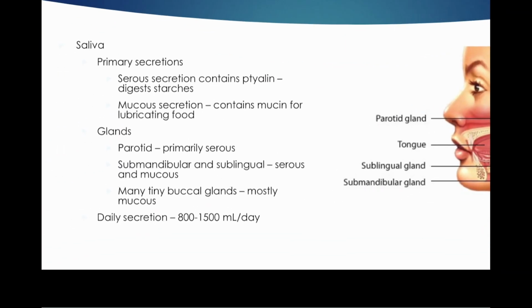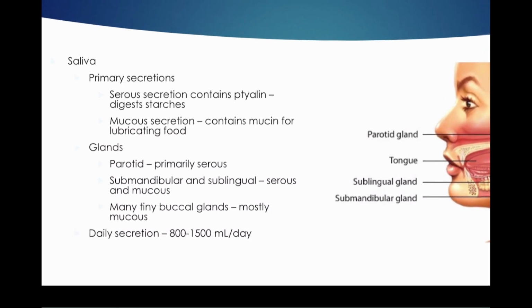We do have a lot of salivary glands. We have primary secretions, which can be serous, which is very, very watery, contains ptyalin. That ptyalin digests starches. Like I said before, you give a kid a cracker, they're going to break that starch and turn it into a glucose, a sugar molecule in their mouth. So they'll still get the sugar.